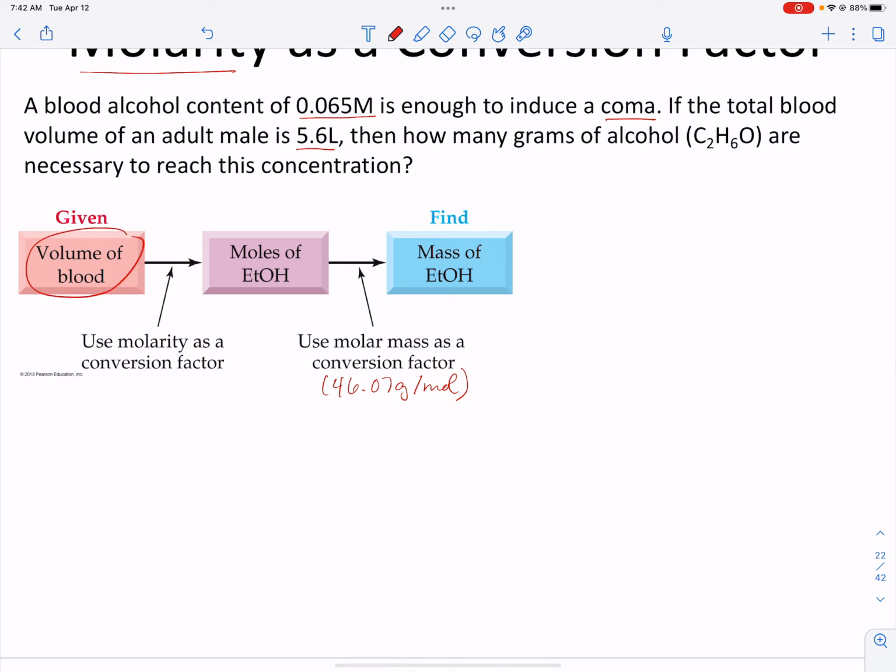So we're going to start with the volume of blood given, which is the 5.6 liters. This little diagram is right out of your textbook, because your textbook is very helpful for working problems out as well. And then we're going to use the molarity to convert from the volume of blood to moles, okay? Ultimately, the question is right here, right? How many grams of alcohol? So we're looking for the mass. EtOH is just alcohol. Cannot spell. This is just one way we abbreviate ethanol. Ethanol is the alcohol in alcoholic drinks.